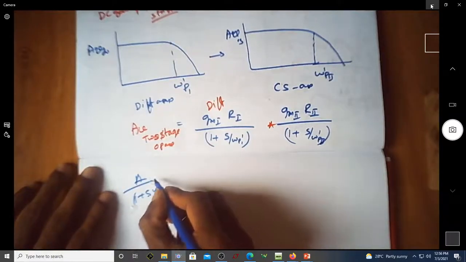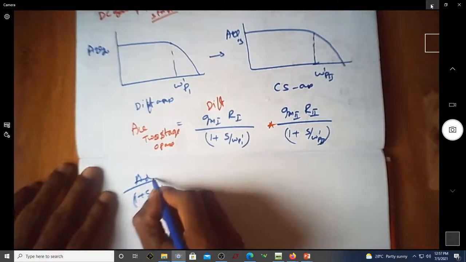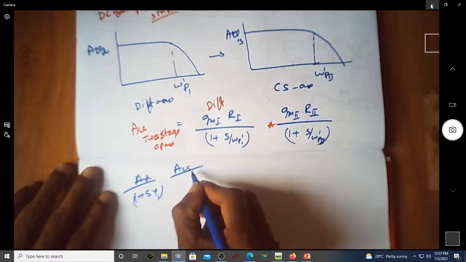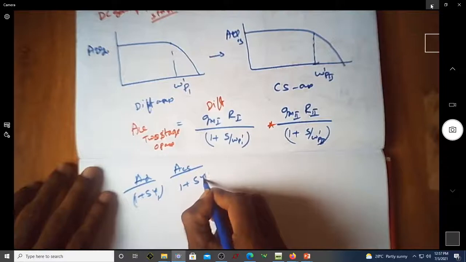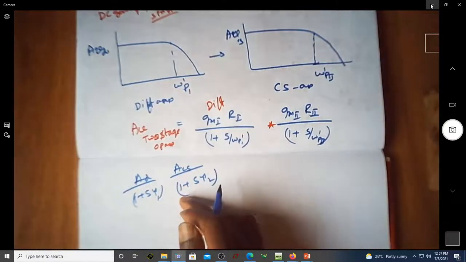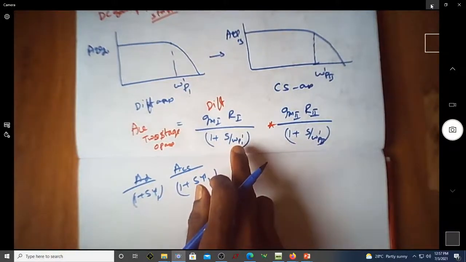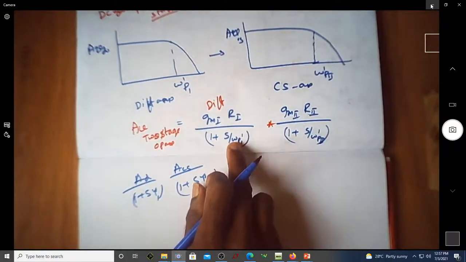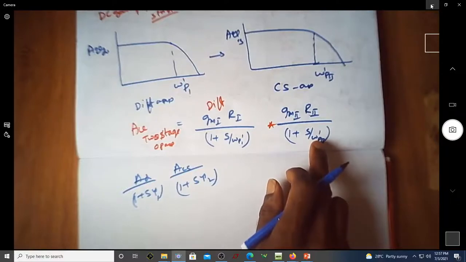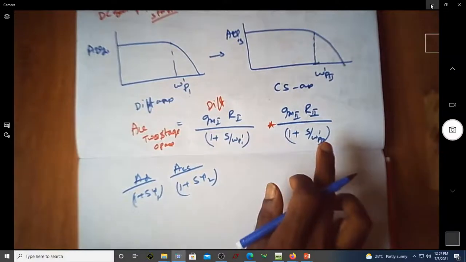It is now S tau 1. So this is differential, and this is a CS, so this is like 1 over S tau 2. So what are tau 1 and tau 2? Tau 1 and tau 2 are 1 over the cutoff frequency of the differential amplifier, and 1 over the cutoff frequency of the CS amplifier. This is of differential, this is of CS amplifier.